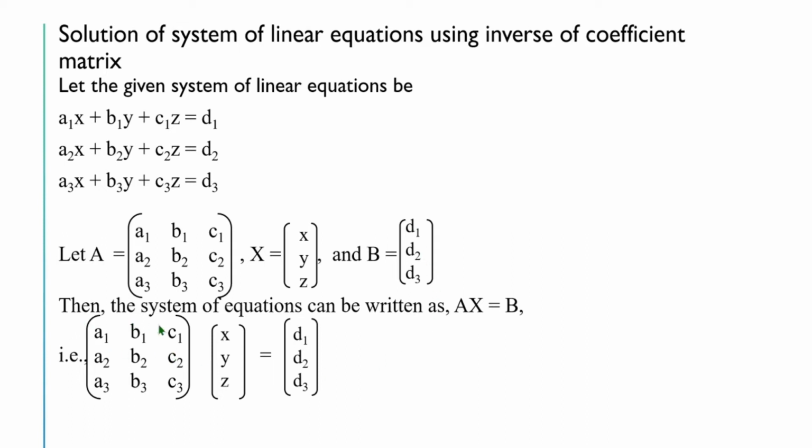Then this system of linear equations can be written as AX is equal to B. So this is the matrix A, this is the matrix X and this is the matrix B. When we use matrix multiplication, we will get these equations. Now we will see how we can use this matrix equation to solve this system of linear equations.